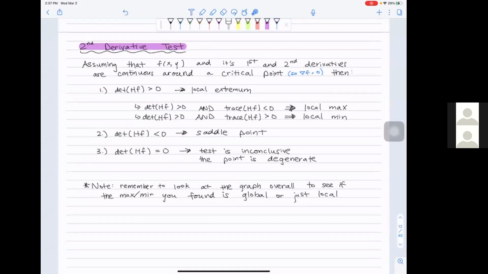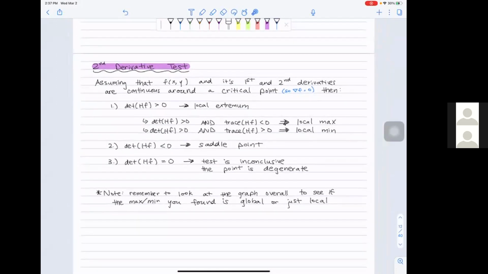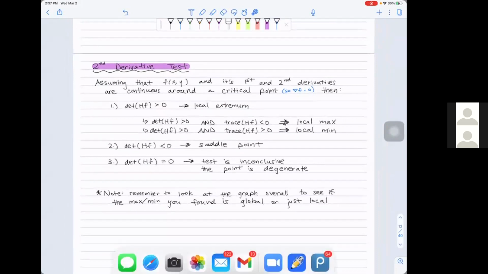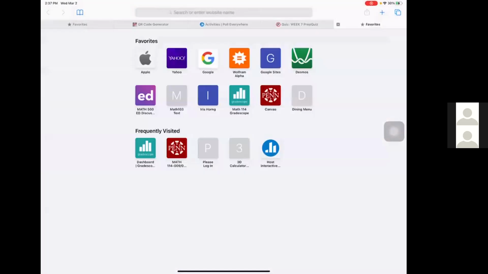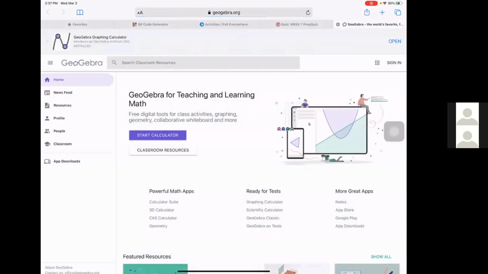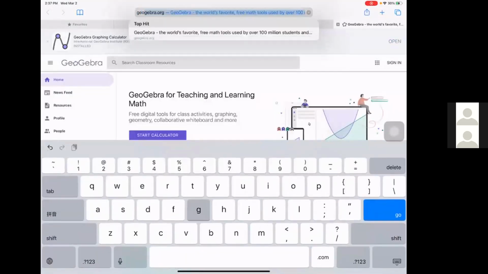Okay. Any questions on that example? What does a saddle mean? I know that it's when the determinant is less than 0, but what does it mean graphically? So okay, let's go to, you can visualize it.